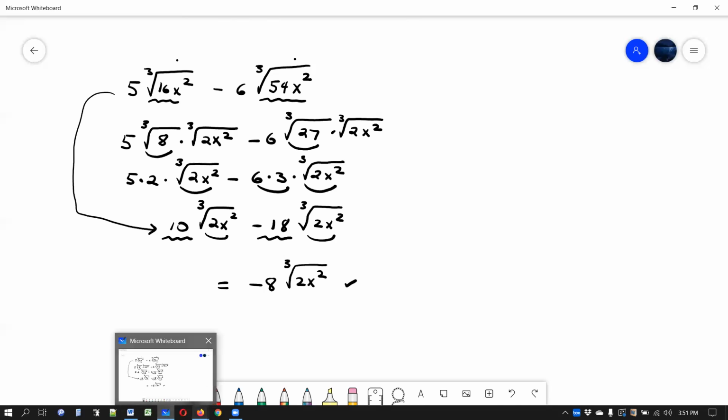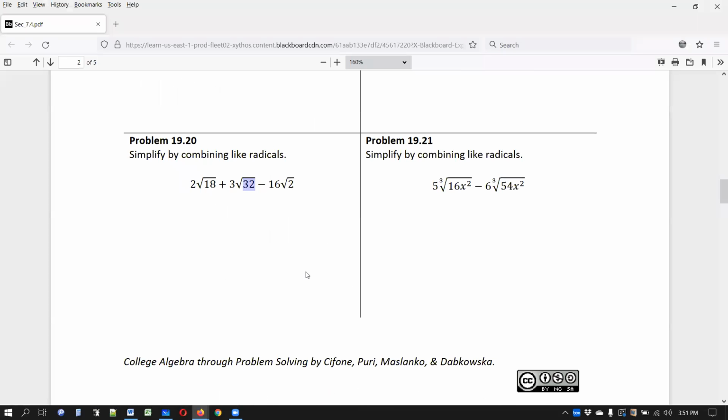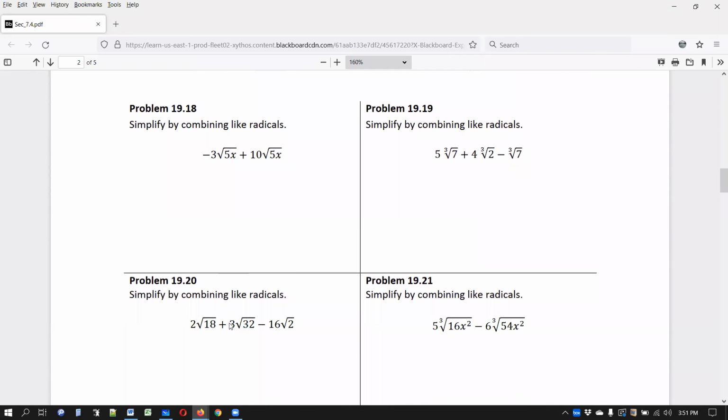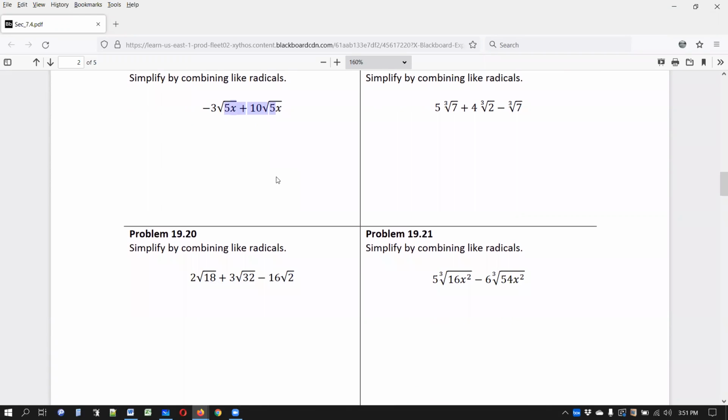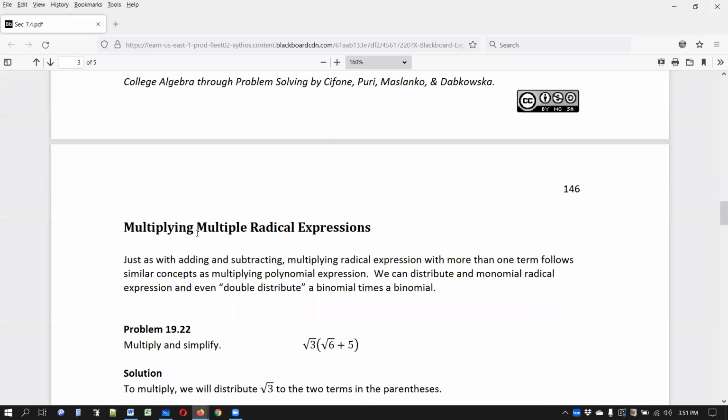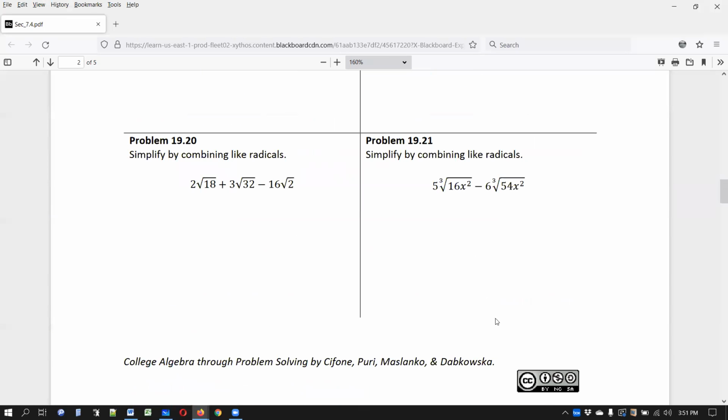Okay, so these problems are typical addition and subtraction of radical expressions where we may have to simplify the radicands, or in the most basic cases, we don't have to. Okay, so in the next video, I am going to show you how to do multiplication of radical expressions.